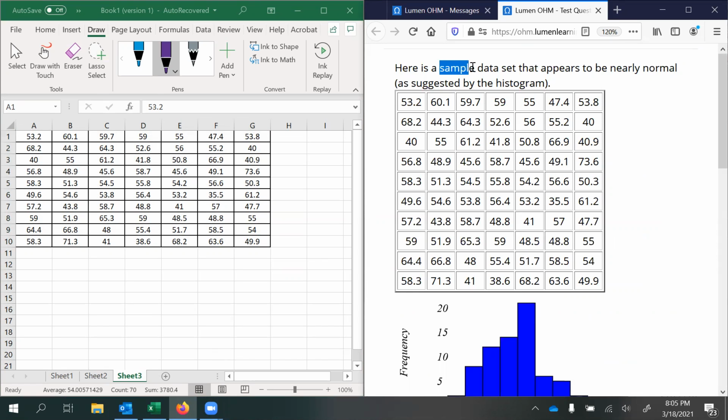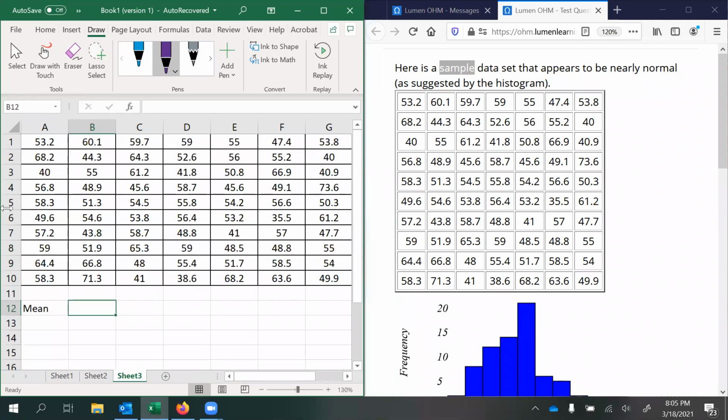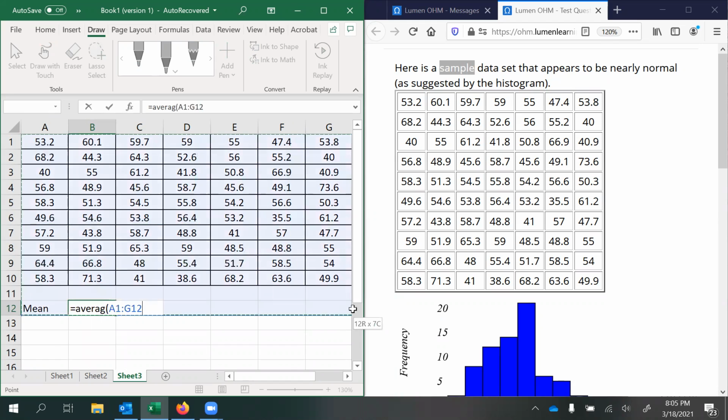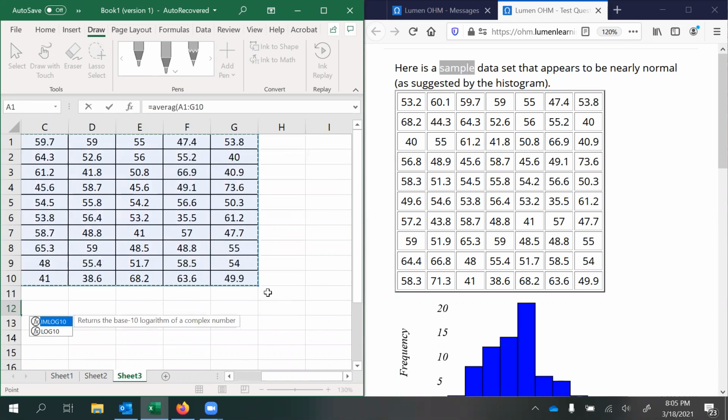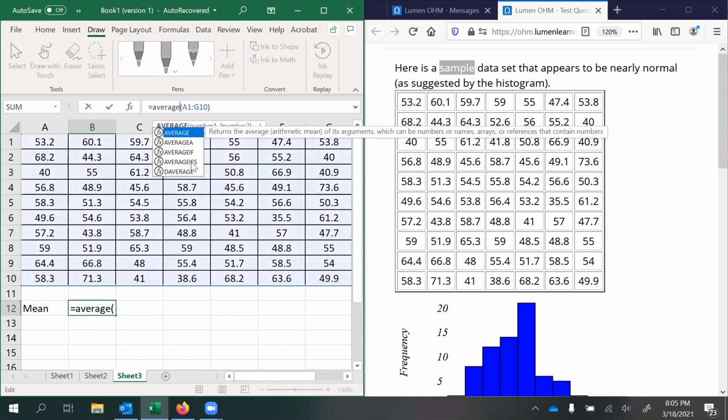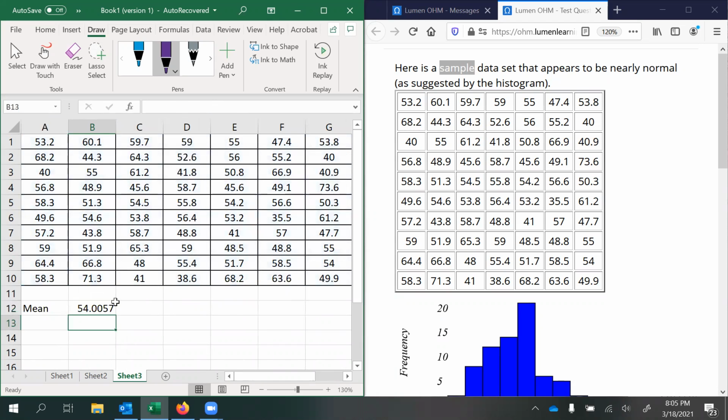This is sample data. So we will use the average function for the mean in Excel. And just select all of the data and press enter. Unless you misspell the word average, and then you have to fix it. And there you go. There's the mean and the standard deviation for the sample.